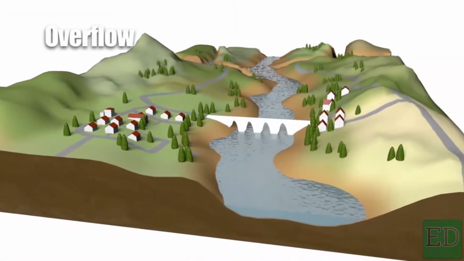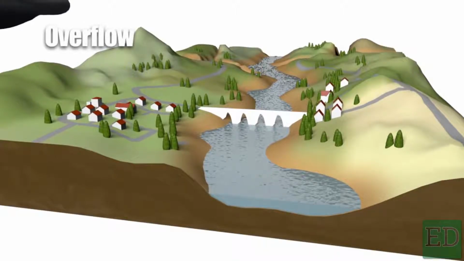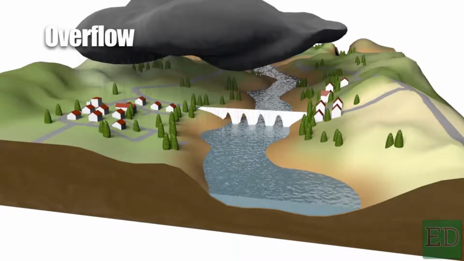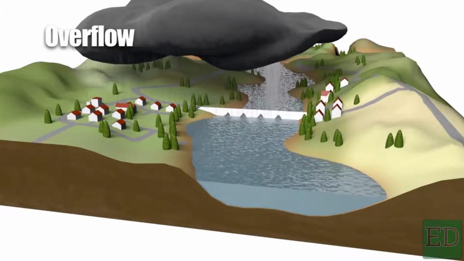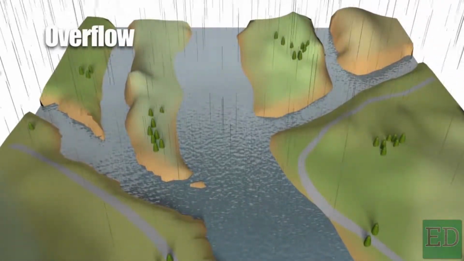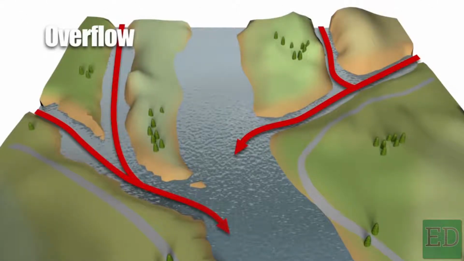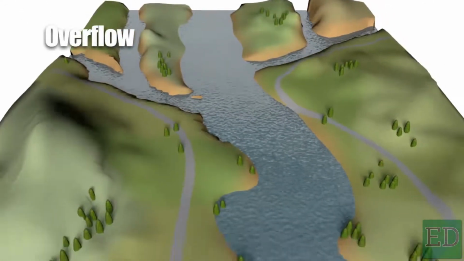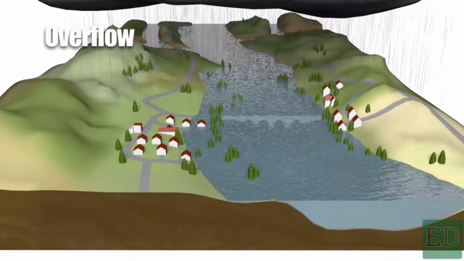The first results from overflow. After heavy rain, a river can burst its banks. The water can engulf entire valleys far from the precipitation zone. Other tributaries add to the flow of water, worsening the deluge further downstream.